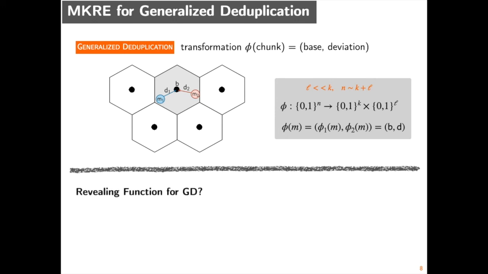So what is the revealing function for generalized deduplication? Recall the revealing function is something that works on ciphertext and returns a value. And what would this value be?